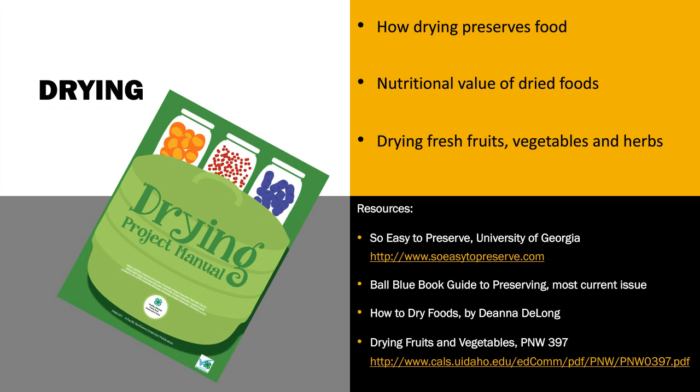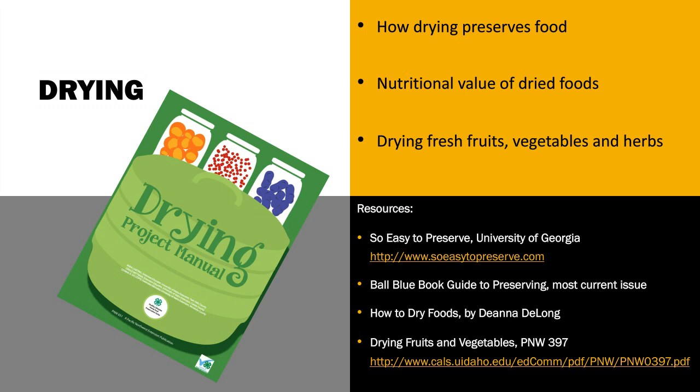She did a great job of talking about the methods of drying food: dehydrator drying, advantages and disadvantages, oven drying, advantages and disadvantages, sun drying, advantages and disadvantages, solar drying. So there's a nice section that explains all that.